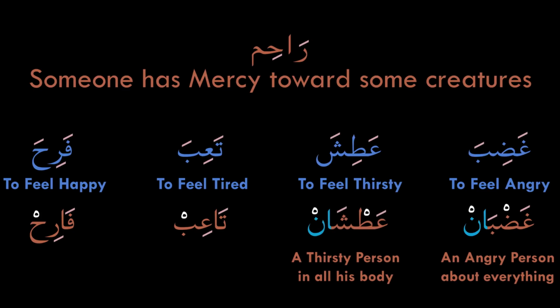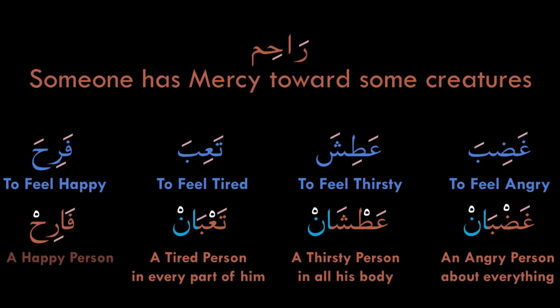The active participle تعب means the one who is tired. But what if this person was working extra hours without stopping, so every part of him was tired? We say instead of تعب that he is تعبان. The active participle فرح means the one who is happy. What if this person's birthday coincides with the day he graduated from college? Instead of saying فرح, we say he is فرحان.